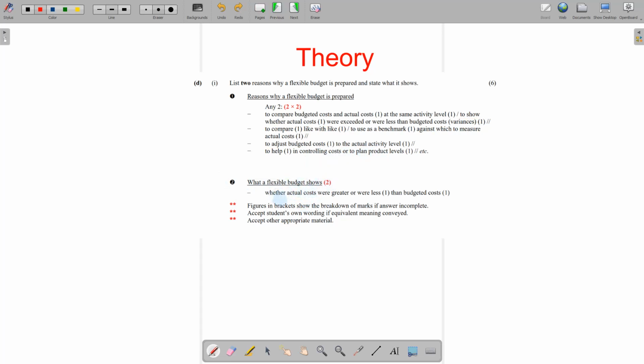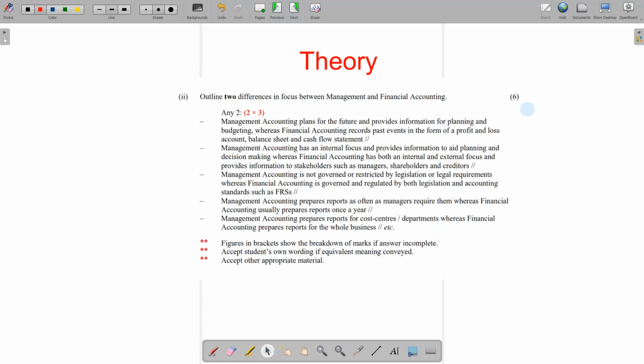What does it show? It shows whether actual costs were greater or less than budgeted costs. So, again, very similar for 6 marks. Once you know this, you should then be able to give 2 reasons as to why you would use it. Now, looking at the other theory. So here we go, another 6 marks.